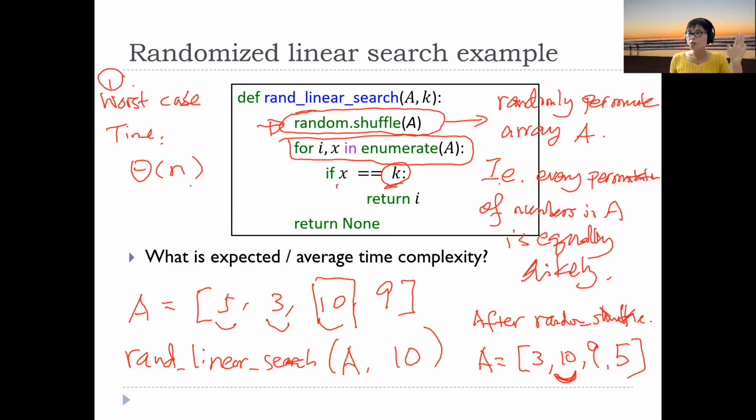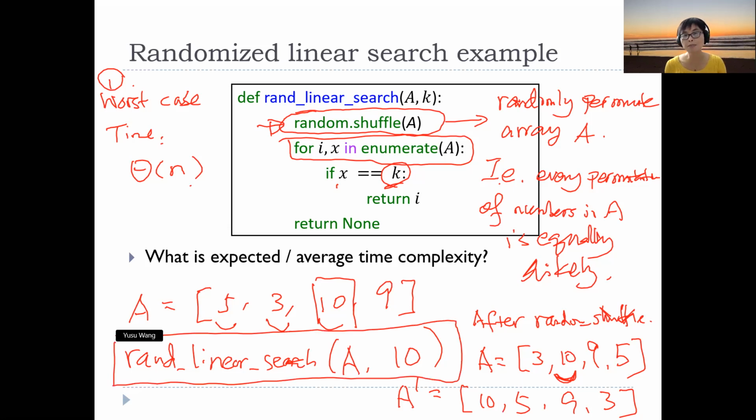However, now suppose that Alex comes and says, I'm going to run this again. When he ran it, the algorithm would again do a random shuffle, but every time it may be different. So when Alex ran it, maybe the random shuffling returned by the algorithm will be 10, 5, 9, 3. In that case, he immediately found K. Or maybe when Bob comes, he's unlucky: 10 was the last one, so he has to search through everything.